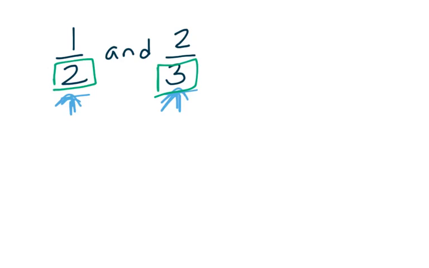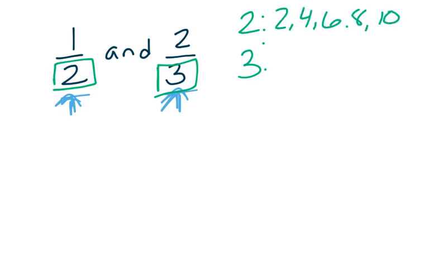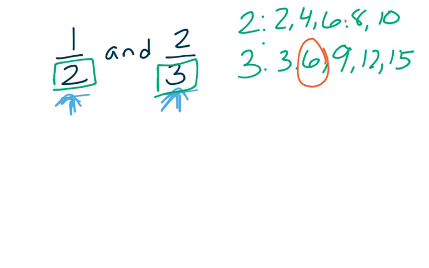So I'm going to list my multiples for both of my denominators. I'm going to list my multiples for 2, and I'm going to list my multiples for 3. 2, 4, 6, 8, 10, 3, 6, 9, 12, 15. Then I'm going to circle what they have in common. I see that they have 6 in common. So this is my first step right here. Step number 1 is to list the multiples of my denominators.